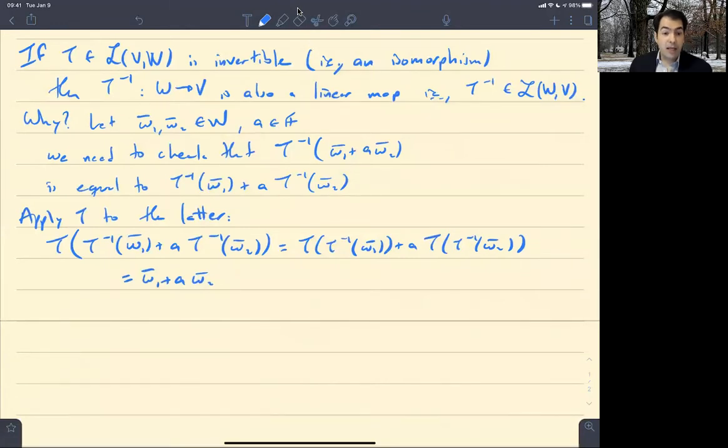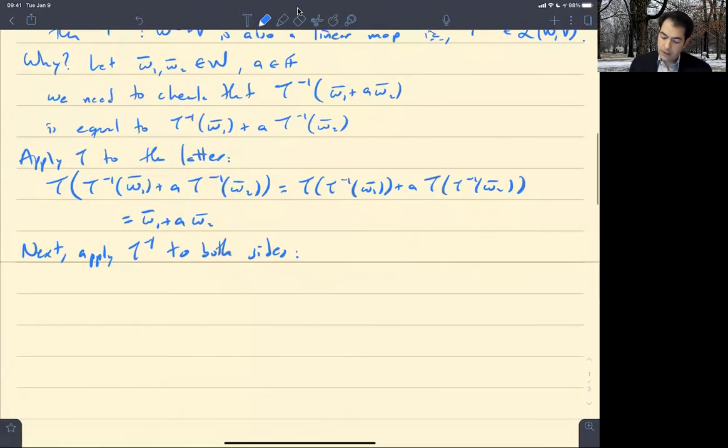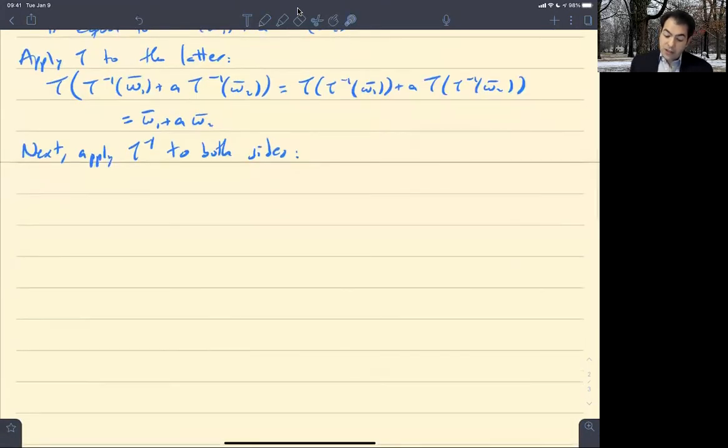Right? Now apply T inverse to both sides of this equality. So the T inverse applied to T cancels out, so we end up with T inverse of W1 plus A times T inverse of W2. On the other hand, that's T inverse of W1 plus A times W2, and that's exactly what we needed to check.